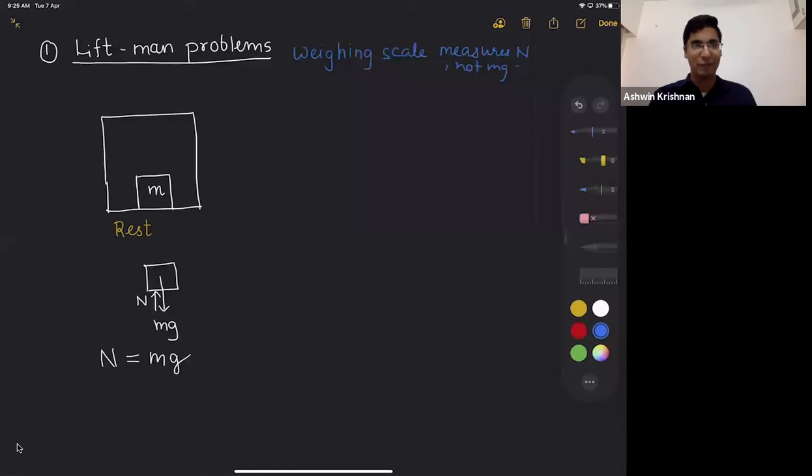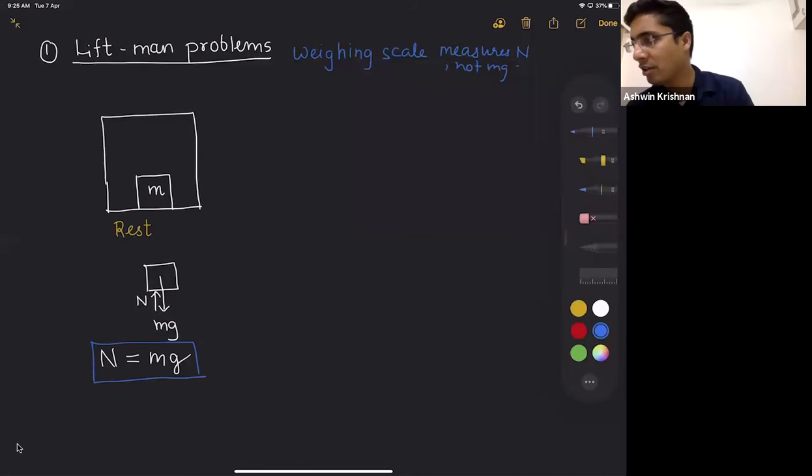Okay, so this is the way it works. When the weighing scale is at rest, you get your weight. But if you try to measure your weight in a lift, you will suddenly feel that you are much heavier or lighter than what you actually are. We will see that example. If you are, let's say, a 10 kg person, you will see 10 kg, 100 Newton on the weighing scale, because at rest N equals mg.